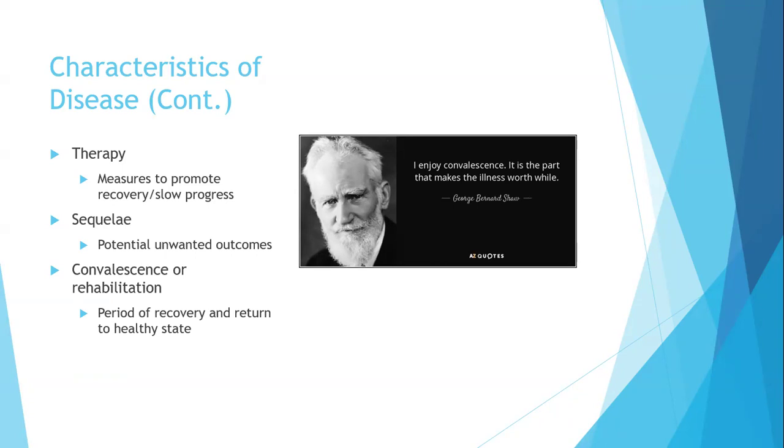Sequelae are potential unwanted outcomes. So sequelae could be like spasticity after you've had a CVA or a stroke. The stroke doesn't always result in spasticity, but it can. And so that's a sequelae of a stroke.